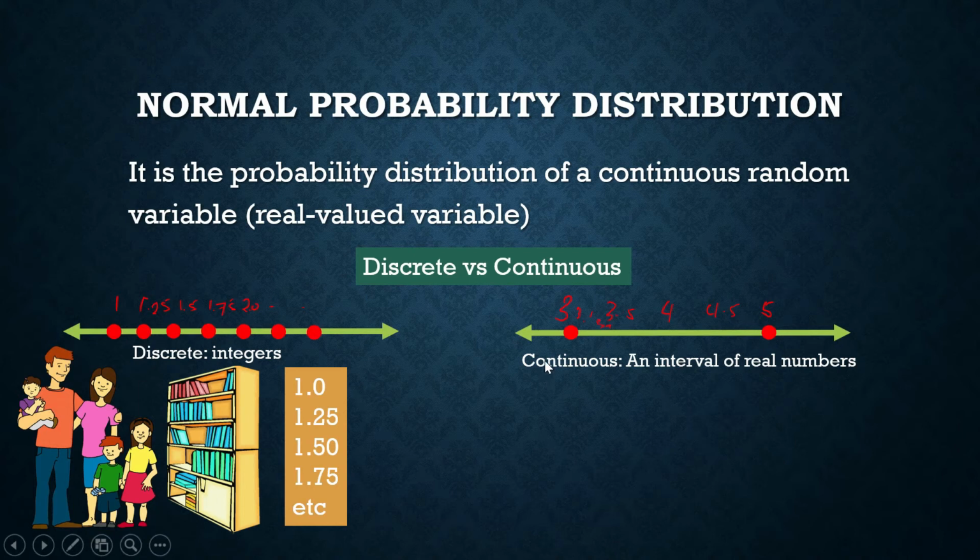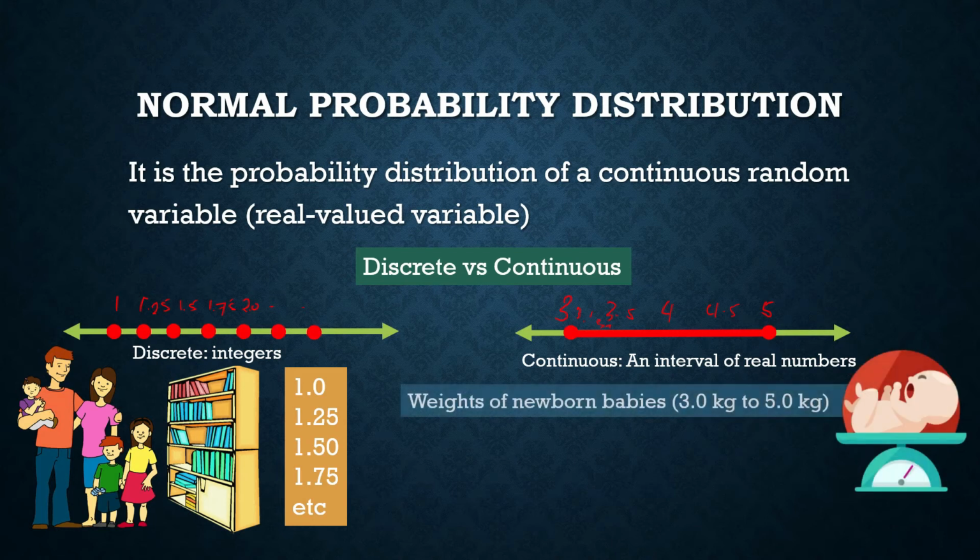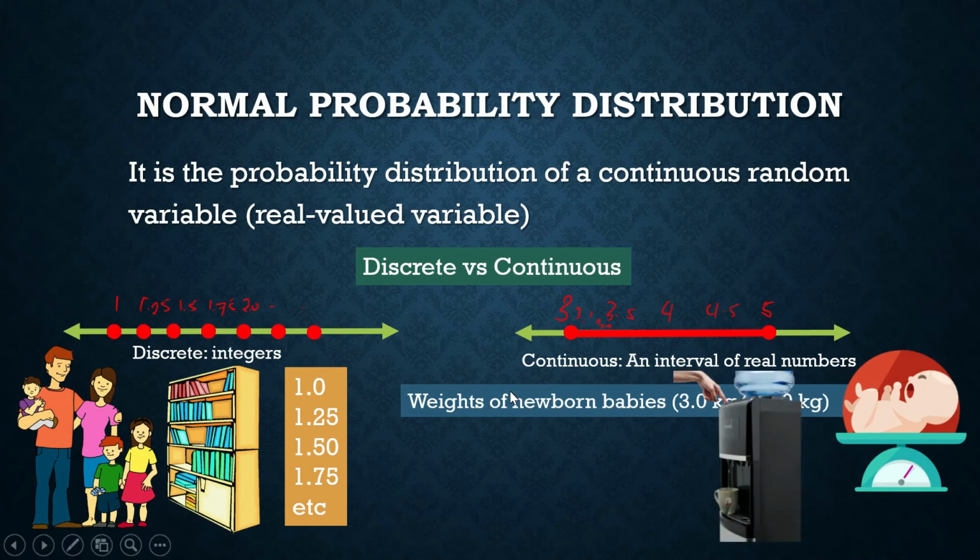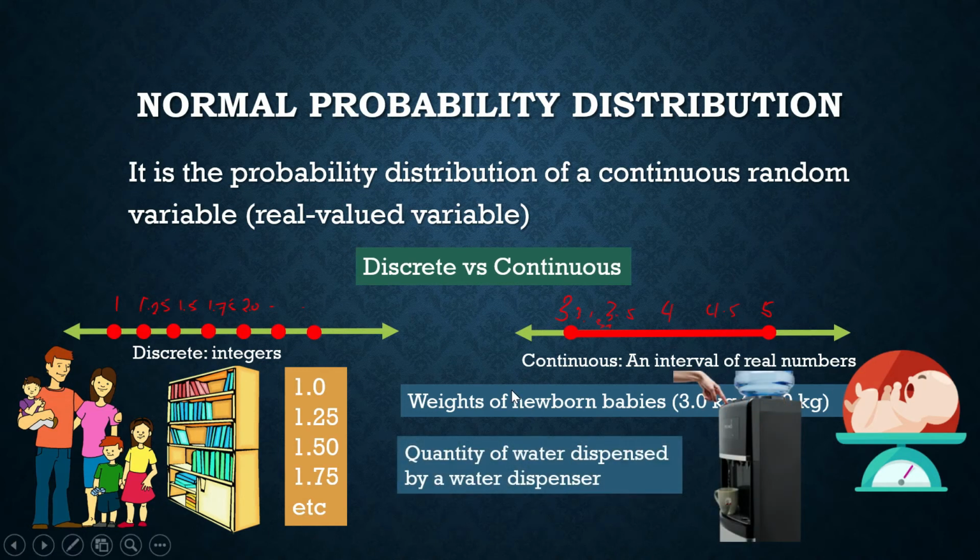So what would be an example of a random variable that is continuous? Well, the weights of newborn babies. Theoretically, the possible weights can be any weight between 3 kilograms to 5 kilograms. What else? Well, the quantity of water dispensed by a water dispenser, let's say in 1 minute. The quantity of water can be any quantity between 8 ounces to 15 ounces. And so it is comparable to your interval of real numbers.